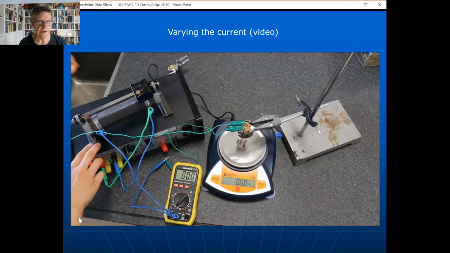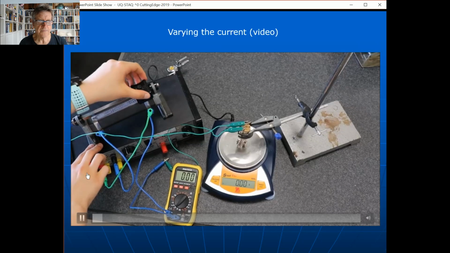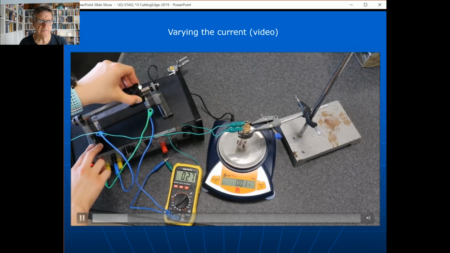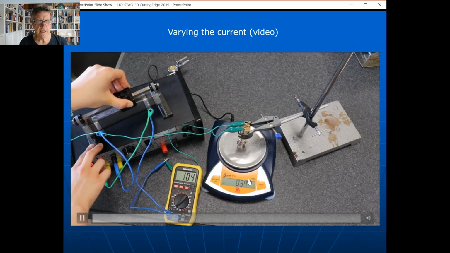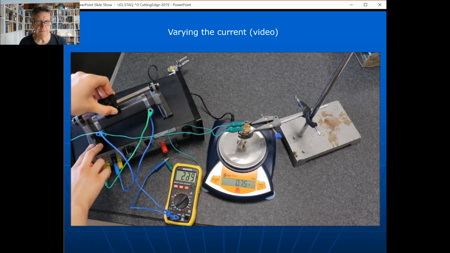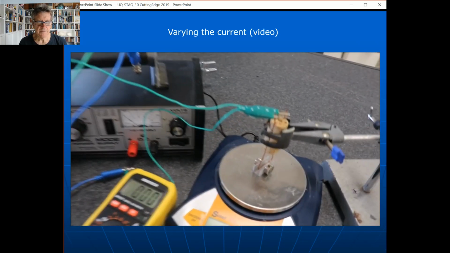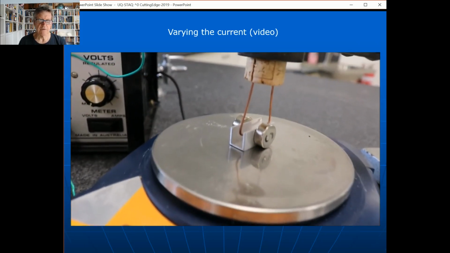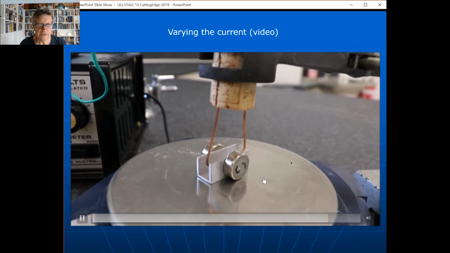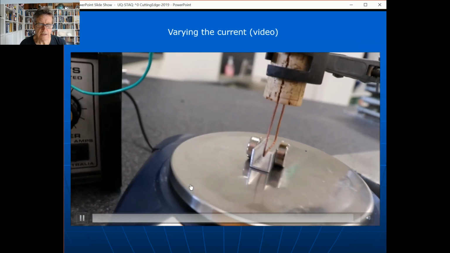Look, here's a little video of it working. So she slides the slider, and you can see the current is increasing, and also the scale reading on the balance is increasing. So you just take your pairs of readings. Now I've gone in a bit closer just to have a look at the bits and pieces, and that's as I described before. Nothing too profound there.